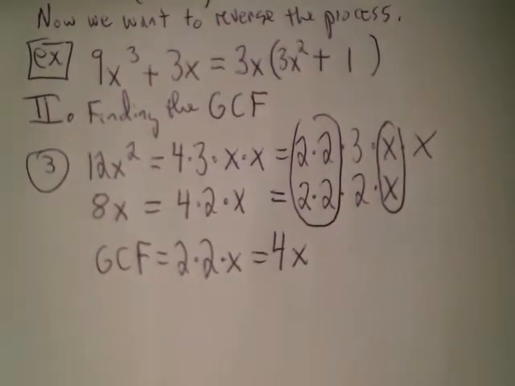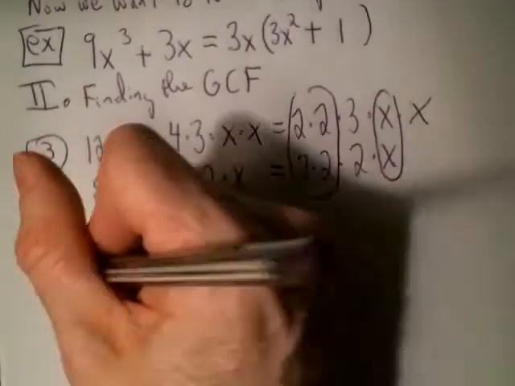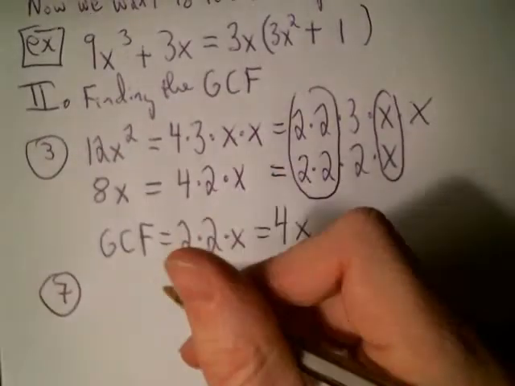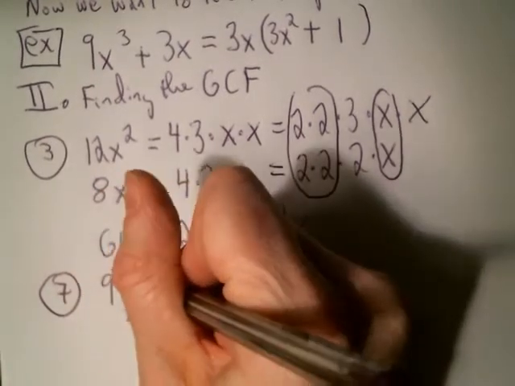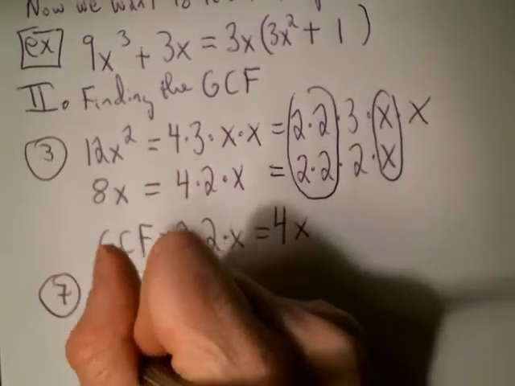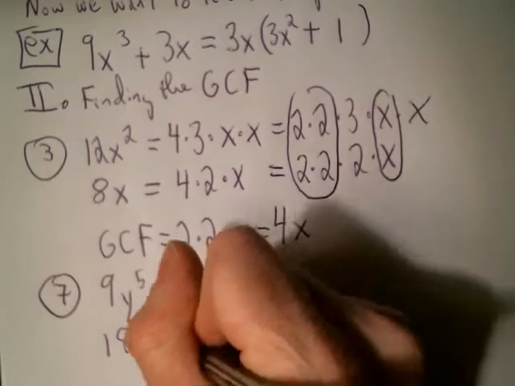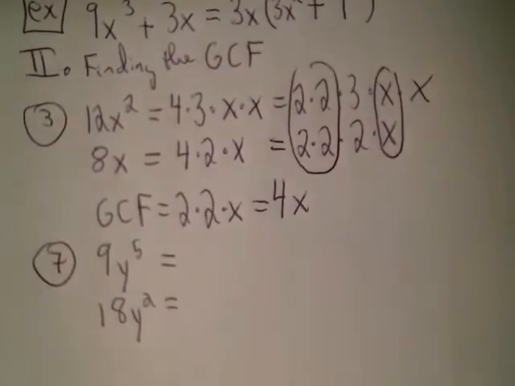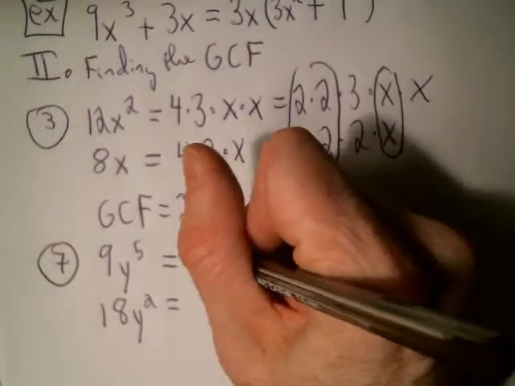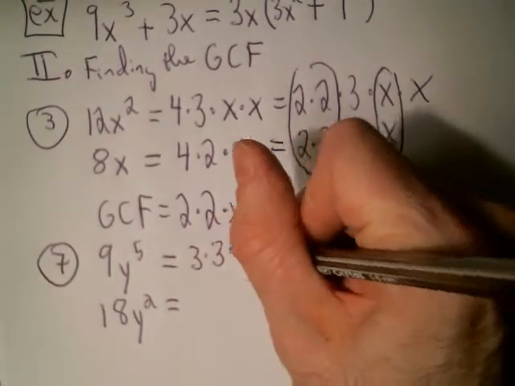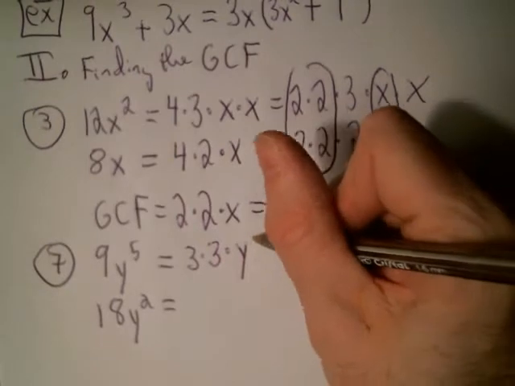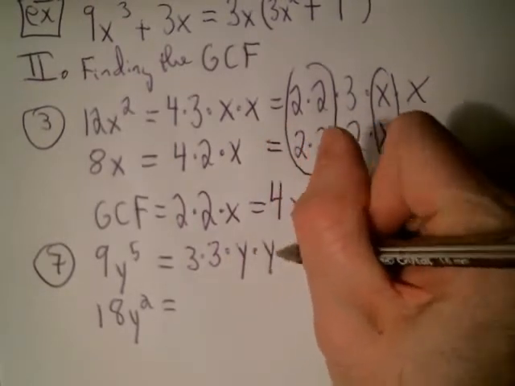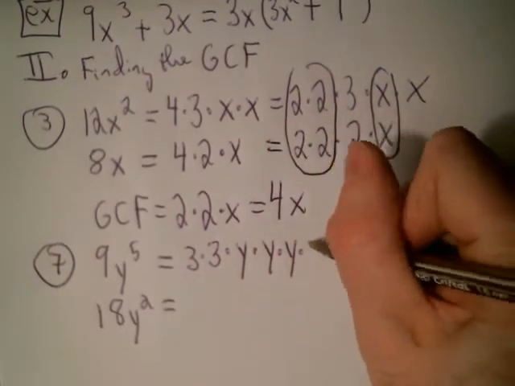Okay, let's look at some more examples. I like to do a lot of examples. Here's problem 7. I have 9y to the 5th, and then 18y squared. I'm just going to do the same thing. I factor them into a prime factorization, and then I pick out the common elements. So 9 is really the same as 3 times 3, and then we have y to the 5th. So there's 5 y's being multiplied together.